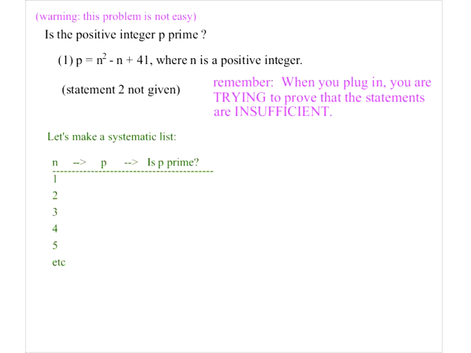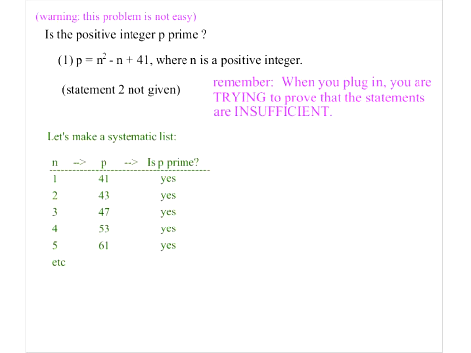If n is 1, then p is going to be 41. If n is 2, it's 43. If n is 3, it's 47. If n is 4, it's 53. If n is 5, it's 61. Okay, let's try these. If you try these, you'll find out that all of them are prime. Okay, if you give this a shot, that's prime, so is that, so is that, so is that, and so is that. I'm not sure why there's a double S here. Let's fix that. Okay.